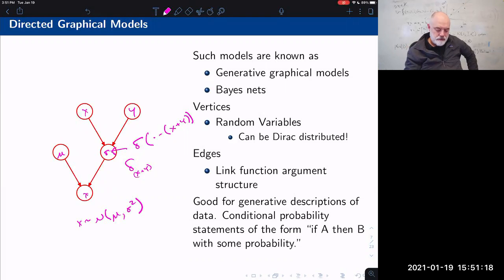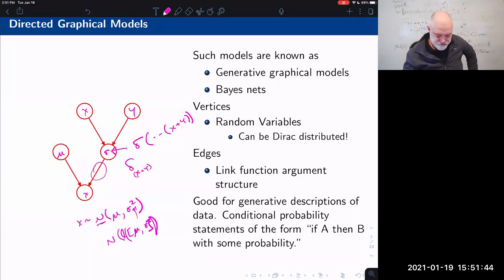Note that this edge then hides a deterministic operation, which is the squaring of sigma, okay? And in fact, you can see this normal distribution as being a vector valued function, which takes a vector, mu, sigma, and then there is a link function L, which takes that vector and produces a vector, and so on and so forth, okay? Fine.